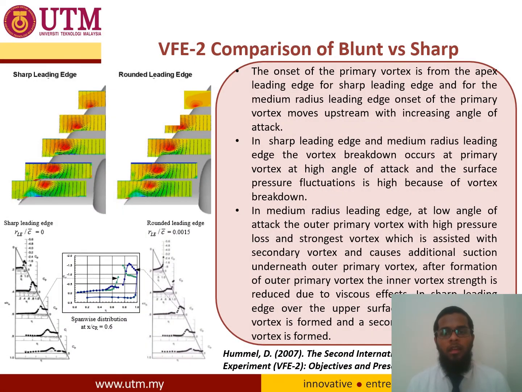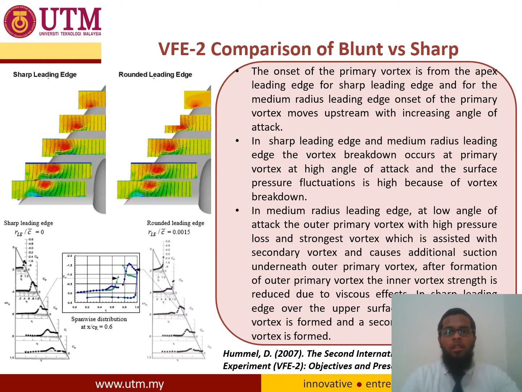The slide has the comparison between the blunt and sharp edge of VFE-2 configuration. As you can see on the onset, the primary vortex starts from the apex of the leading edge, and for the medium radius leading edge, onset comes a little down as the angle of attack increases. At high angle of attack, in sharp leading edge and the medium leading edge, the surface fluctuation occurs because of the vortex breakdown.